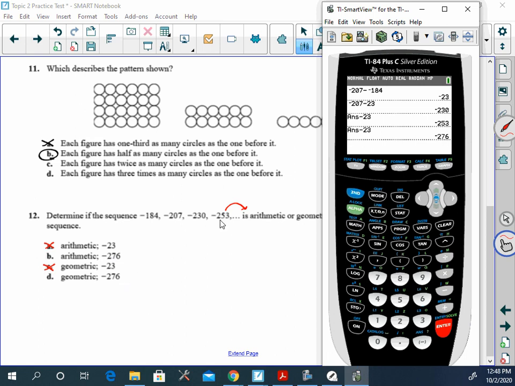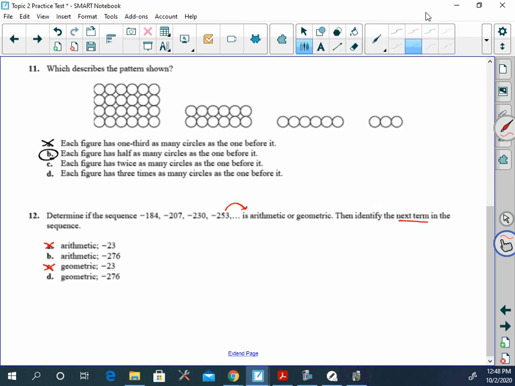And it's arithmetic because you're always adding or subtracting that same thing each time. So we want to make sure that we choose arithmetic.